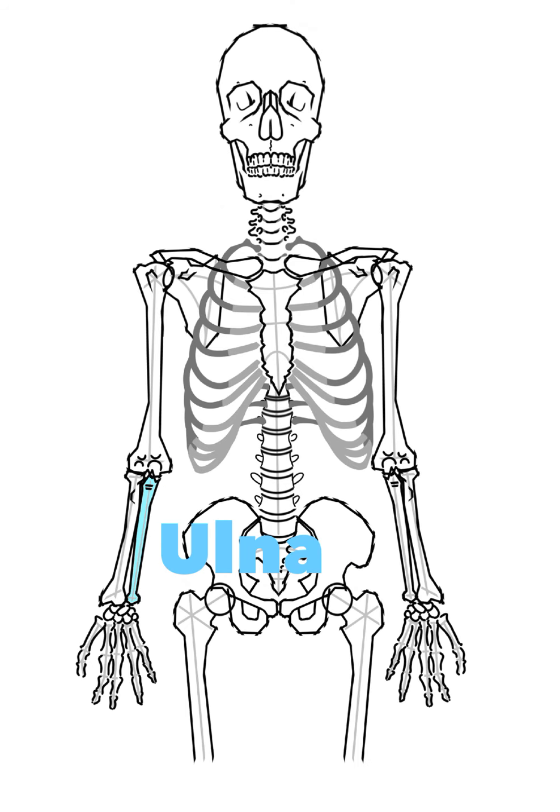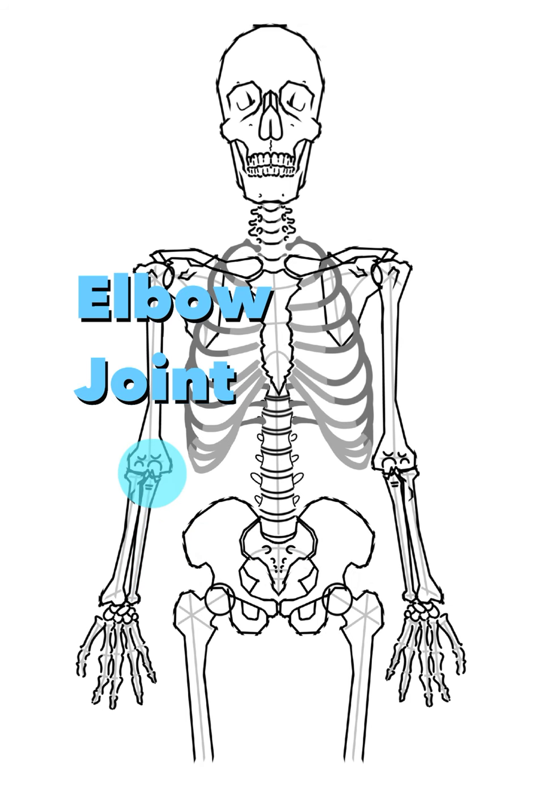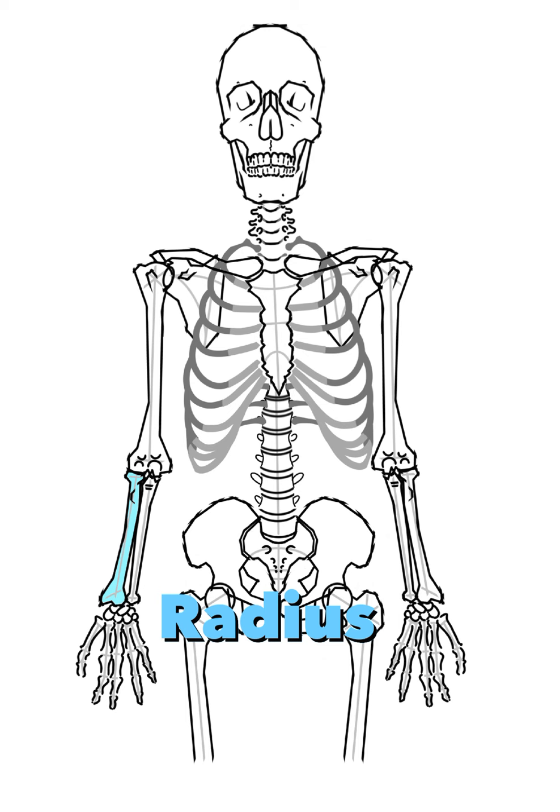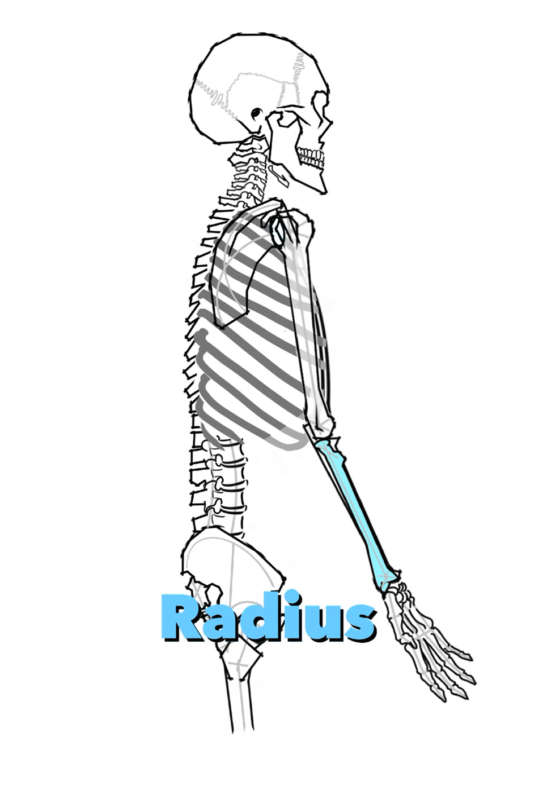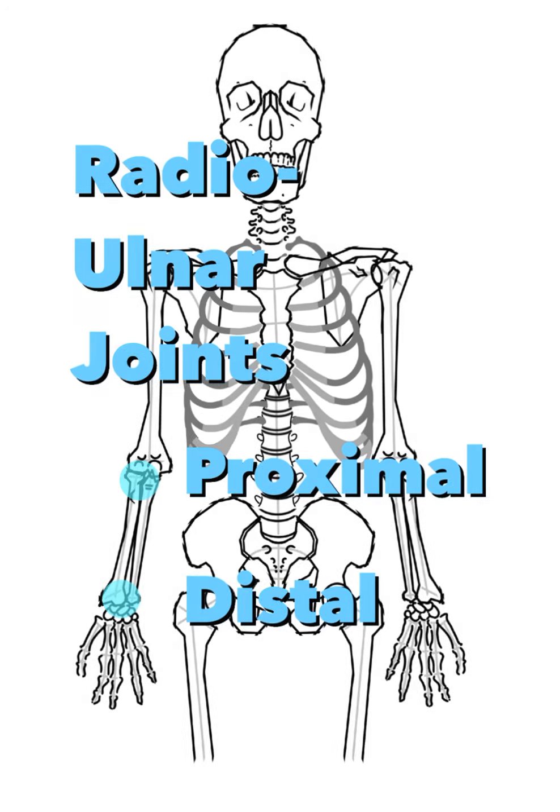One bone is known as the ulna. The ulna attaches to the humerus and forms an elbow joint. The radius is the other bone of the forearm. There it is from the side. It attaches at 2 points to the ulna and forms two separate radial ulnar joints, the one closer to the trunk being known as the proximal, the one further away being known as the distal.